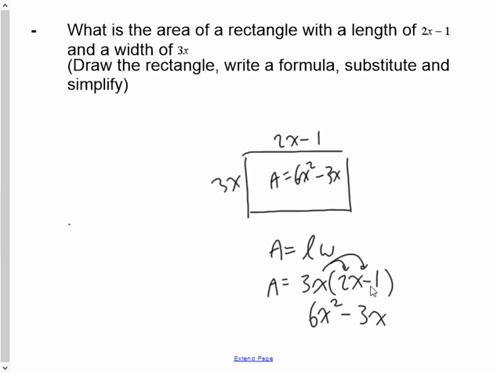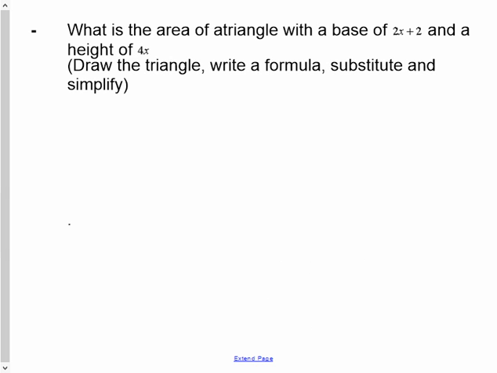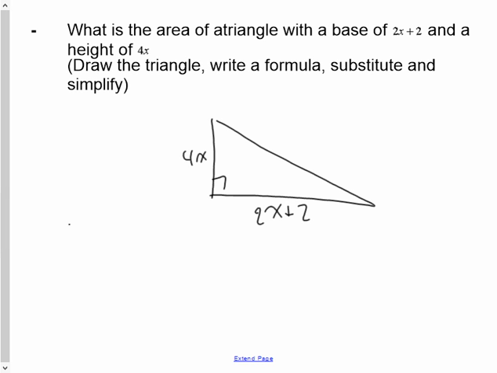Is that it? One more? Is this the last question? What is the area of a triangle with a base of 2x plus 2 and a height of 4x? It says draw the triangle. So when given an option, always make it a right triangle. It's much easier. Base is 2x plus 2. The height will be 4x. The perpendicular distance from the top of the triangle to the base.